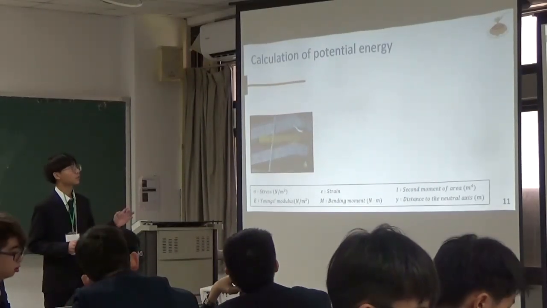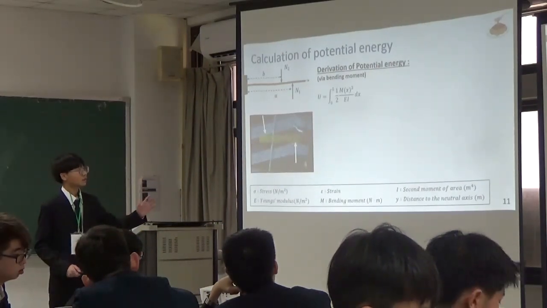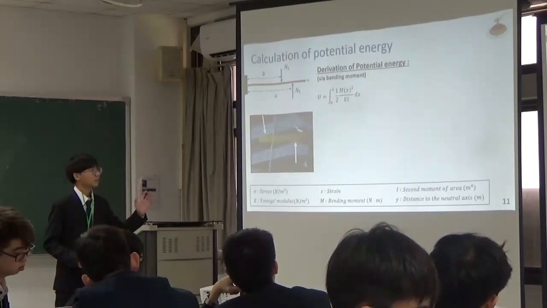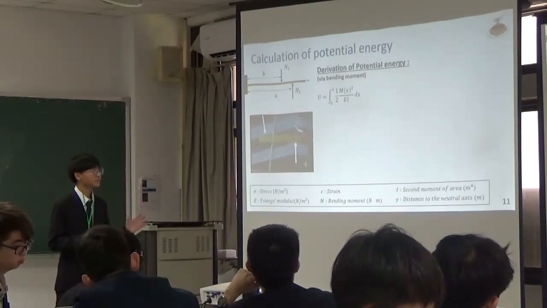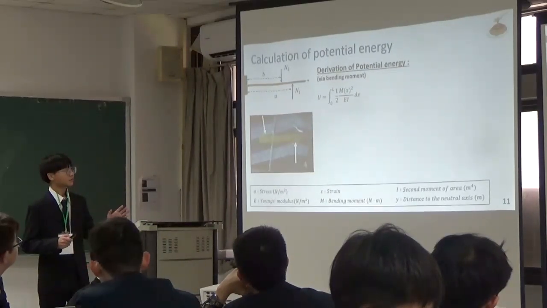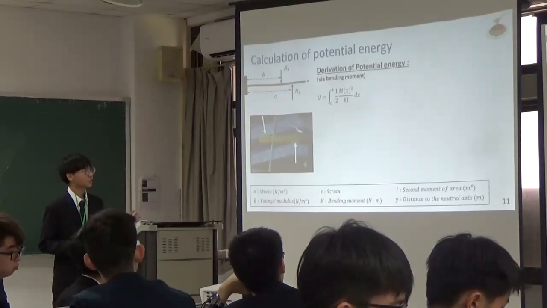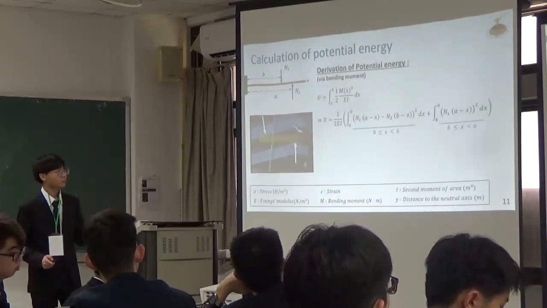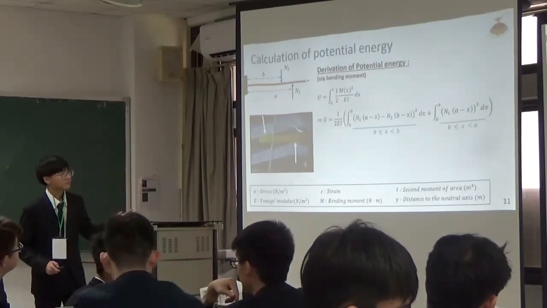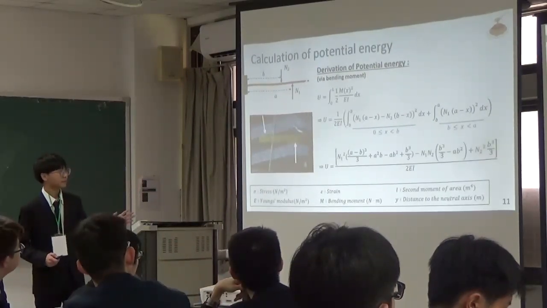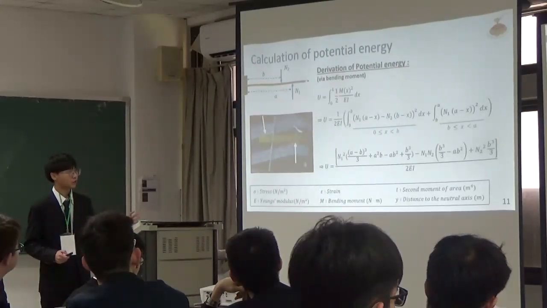And then we calculate the potential energy. This formula describes the integration of the value over the whole spaghetti's elastic potential energy. And if we separate 0 to B and B to A, then we can get the final elastic potential energy formula.